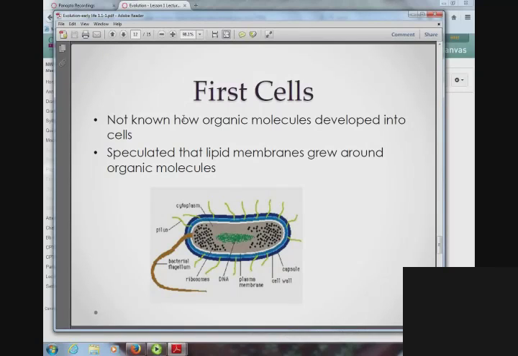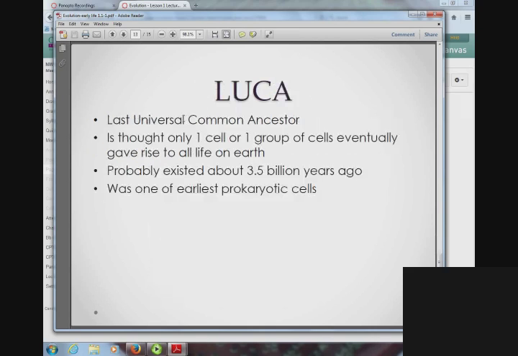When we look at the first cells, it's not known how the organic molecules developed into cells. It is speculated that a lipid membrane grew around some organic molecules. LUCA, or the last universal common ancestor, is also an important concept here. It's thought that only one cell or one group of cells eventually gave rise to all life on Earth. It probably existed about 3.5 billion years ago and was one of the earliest prokaryotic cells. And this is what we call LUCA.